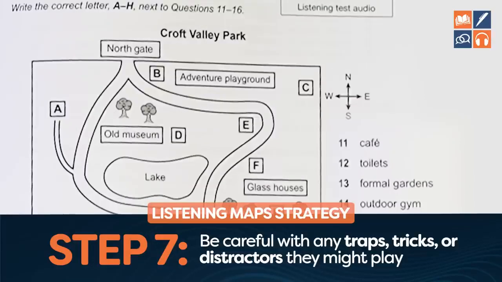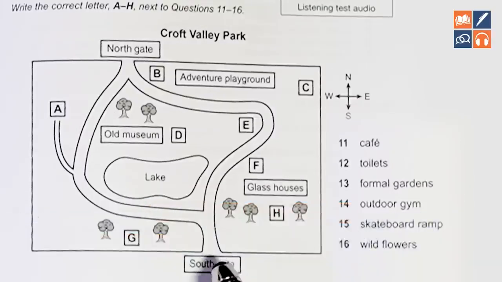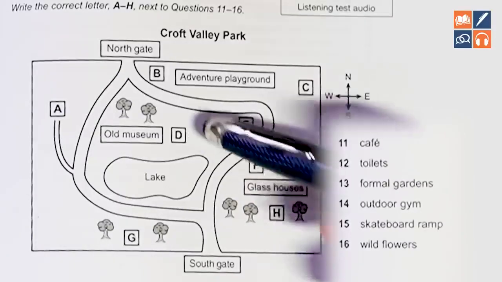For example, they might say, let's start off at the south gate, and to your left used to be the cafe, but we moved it next to the old museum. So if you put G for cafe, you would be wrong. So they said, we used to have it there, but we moved it over here.